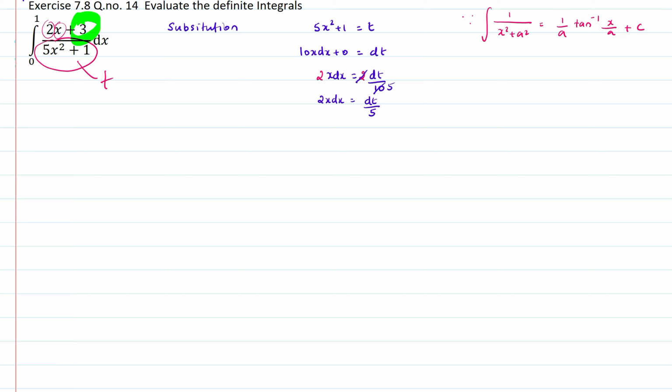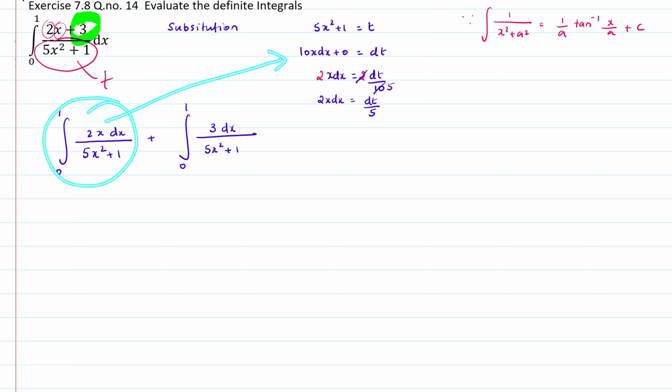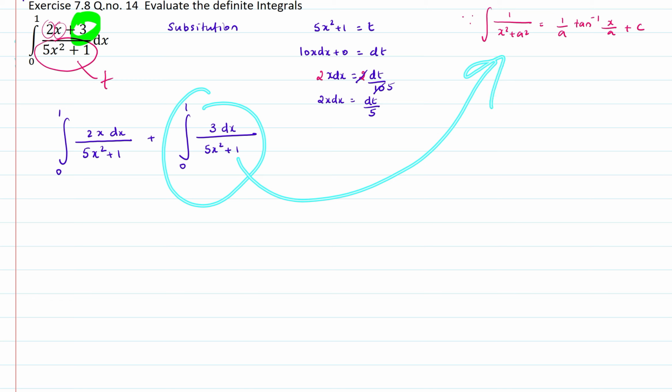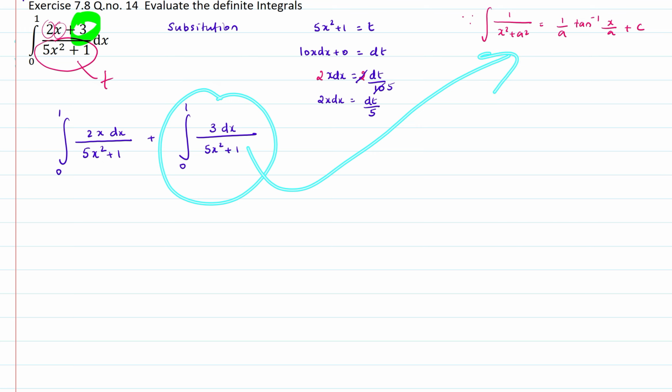So the next step here will be integral 0 to 1 of 2x divided by 5x square plus 1, 2x dx, plus integral 0 to 1 of 3 dx divided by 5x square plus 1. Now this entire first term can be substituted as t and dt by 5, and for this one we need to use this formula. This is the integration formula, so we will use it and then get the solution.